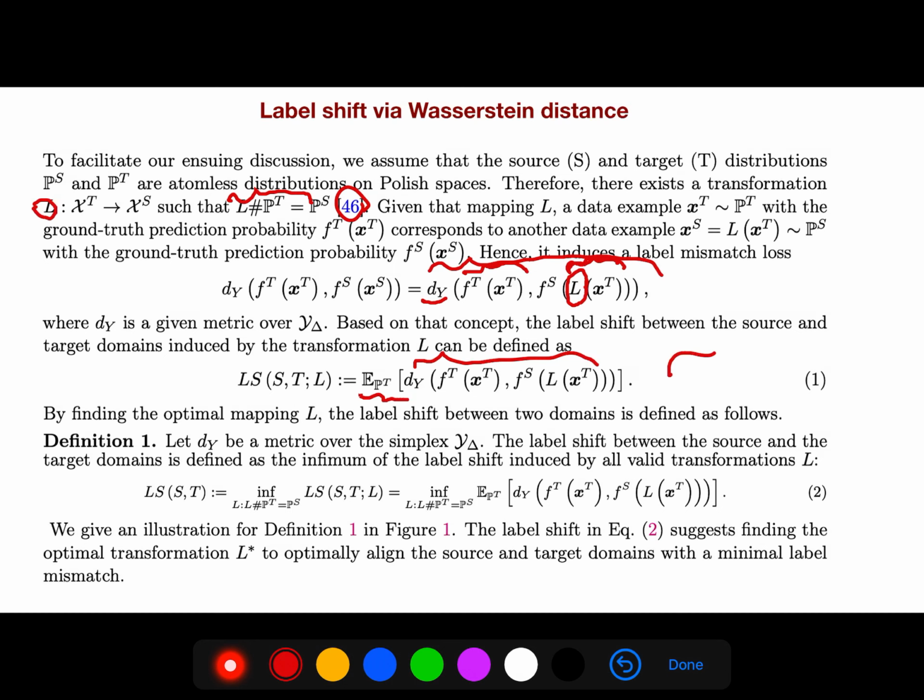Now you should know what the label shift between T and S is. The label shift between source and target is defined as infimum. So this infimum of the label induced by all valid transformations, because it's not just one fixed transformation L that we discussed here from target to source, we are talking about all transformations. So we take the infima.